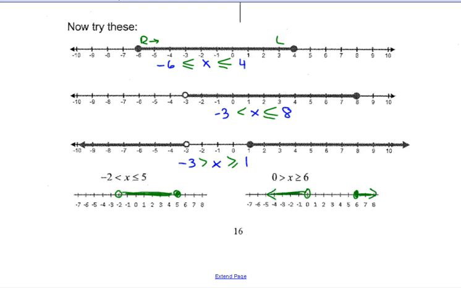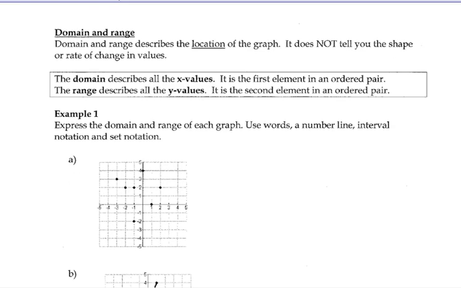Okay. All right, so let's apply inequalities to domain and range. So domain and range is, remember, domain is the element in the first set, or it's the x variable. So how does that translate to a graph? Well, it's the location of the x's. So domain and range is our location. It never tells you what it looks like, but it does tell you where the graph is located on the coordinates, on the x and y coordinates.